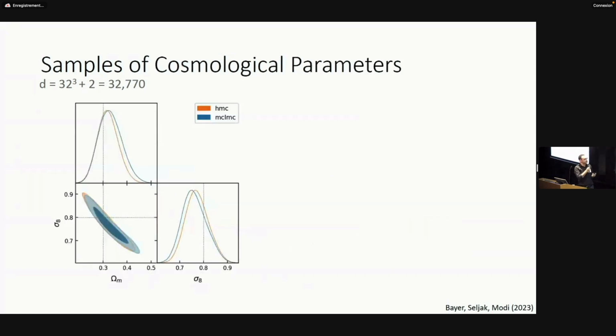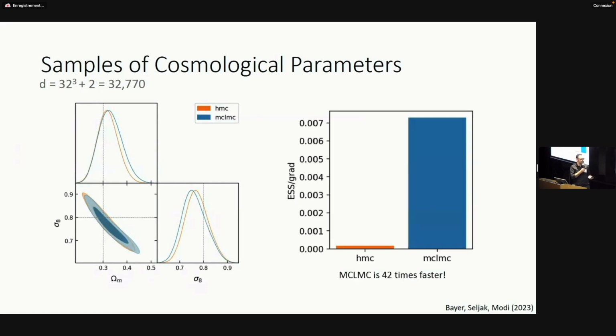And so now let's look at the cosmological parameters, omega m and sigma 8. Again, HMC and MCLMC give very similar looking contours, which is very promising. But now the MCLMC is 42 times faster. And so this is very exciting.